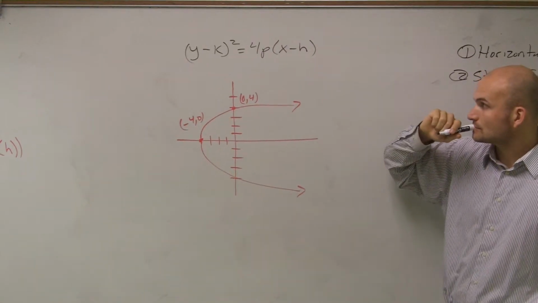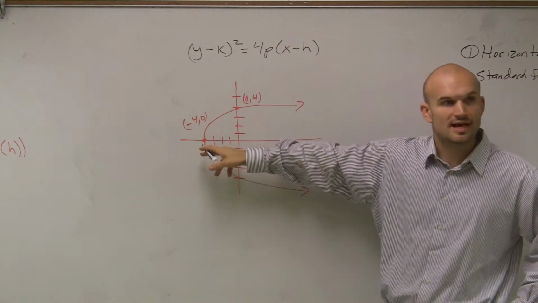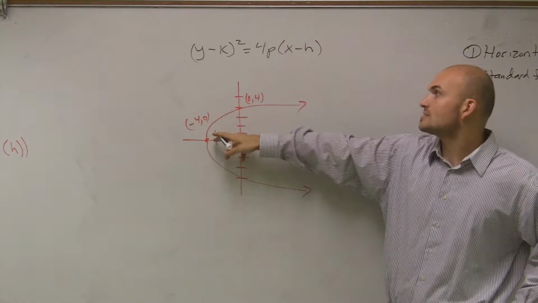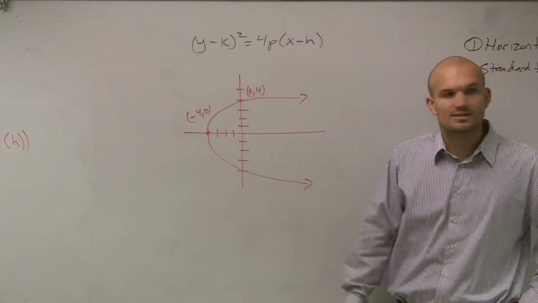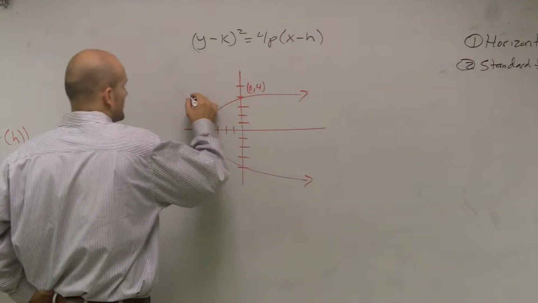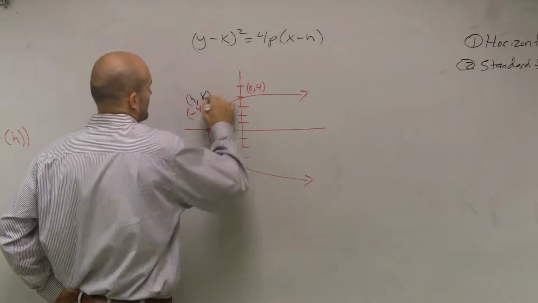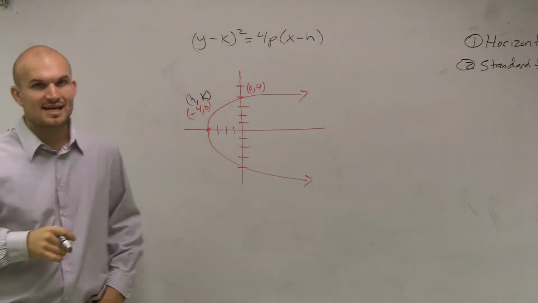And we can see that we have the vertex, which is at negative 4, 0, and we're also given a point. So the vertex, if you guys remember, for our parabola, we write it as h, k, right?